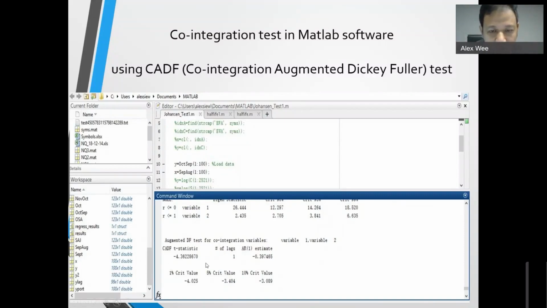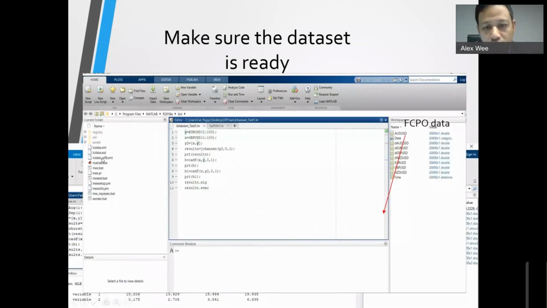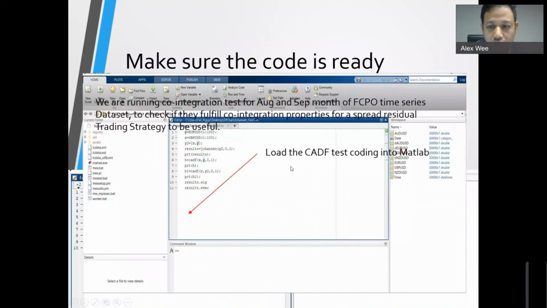So you can see the value here is negative 4.36. That means it is very, very suitable to go for spread trading. It also means it's very suitable to go for intermarket modeling, because among the different calendar months data, some form of co-integration exists. So make sure the data is ready. Load the CADF test coding into MATLAB.